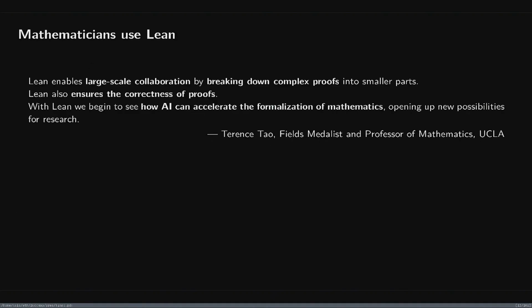Lean is actually being used by mathematicians. Some of the greatest mathematicians, such as Terence Tao, who is a Fields medalist, use Lean to formalize their own proofs, which are hundreds of pages long. And by using Lean, he can know that his proofs are correct. And also he mentions that Lean shows the potential of how AI can be used in math.